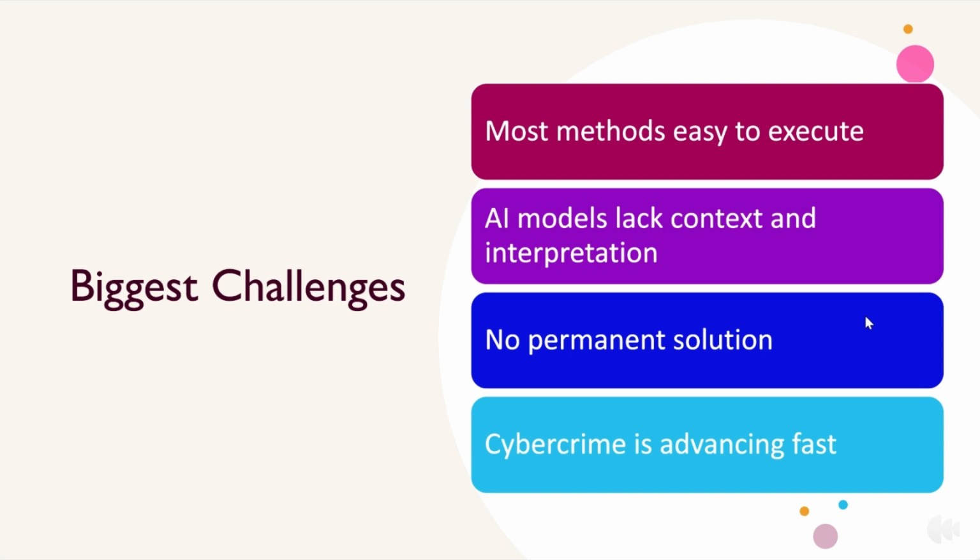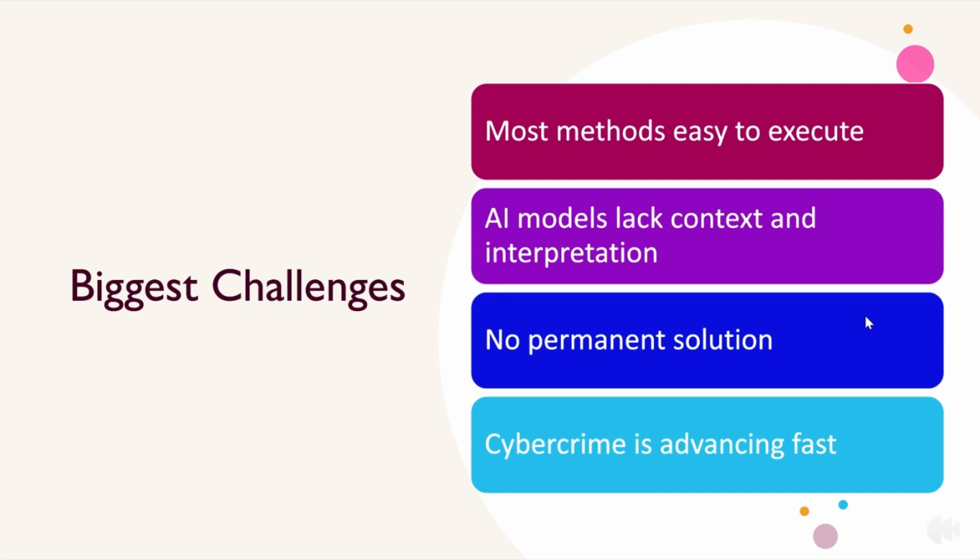So when it comes to fixing this problem of generative AI being used to generate cybercrime, there are a lot of challenges to this issue. First, as mentioned before, most of these methods that have been mentioned are really, really easy for any attacker to execute. They are taking advantage of an AI model's lack of context thinking and lack of interpretation of the implications behind prompts. And unfortunately, with an issue like this, there is going to be no permanent solution.